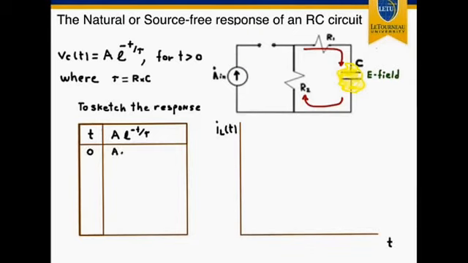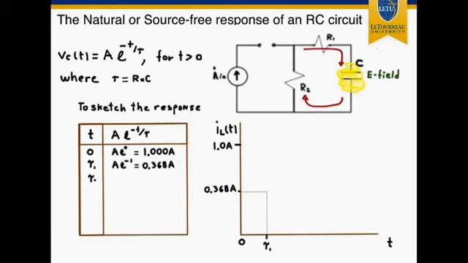So if we assign t equals 0, we're going to get a voltage V sub c equal to A times the exponential to 0, that is going to be equal to 1 times A. If we assign t equal to 1 time constant, then V sub c of t is going to be A times exponential to the minus 1, that is equal to 0.368 times A. If we assign t equal to 2 time constants, then V sub c is going to be equal to A times e to the minus 2, and this is equal to 0.135 times A.